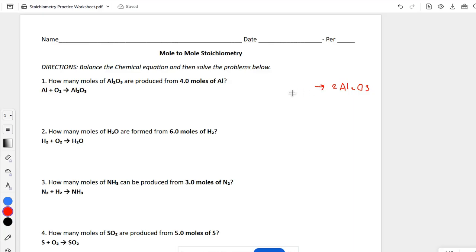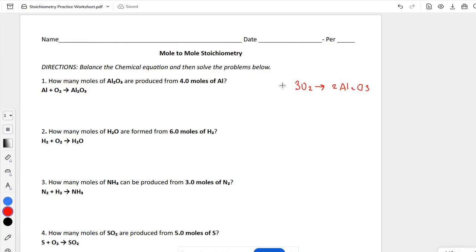Arrow. Now I've got O2. That's only 2, but I need 6 to be balanced. So 3O2, because now 3 times 2 is 6. Boom. Our oxygens are now balanced. 3 times 2 is 6. 2 times 3 is 6.